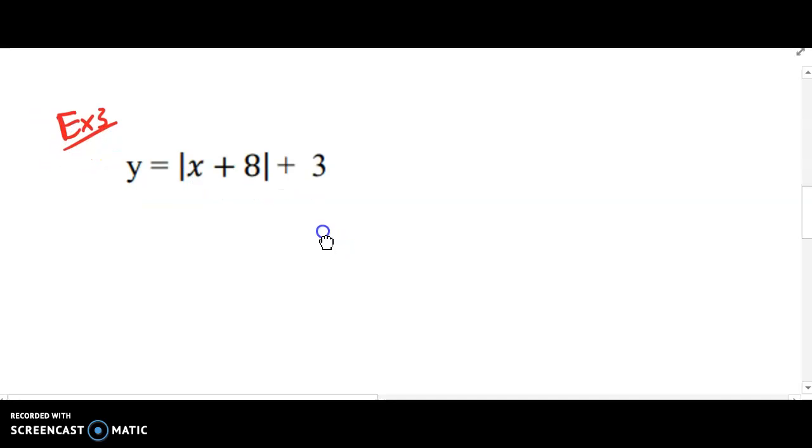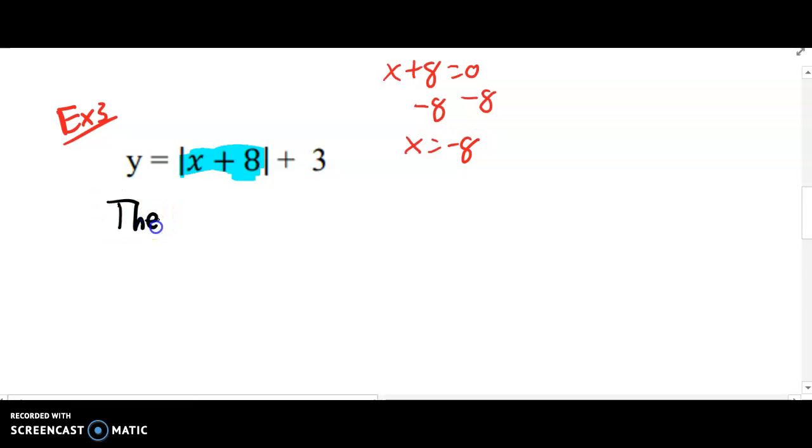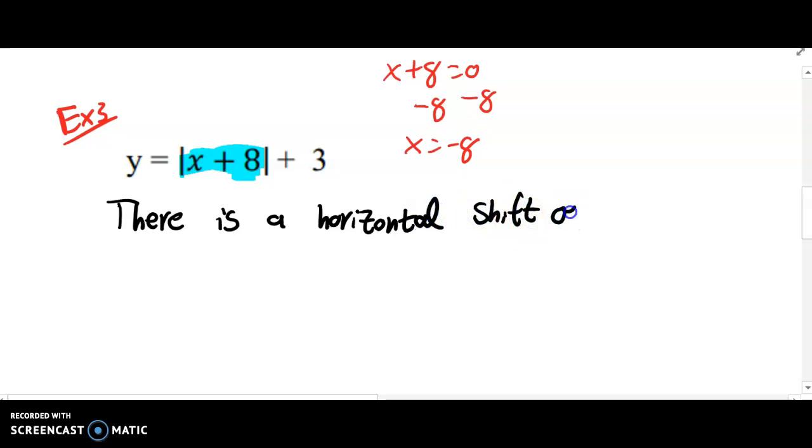Great, we have an absolute value graph. First, I see this x plus 8. As always, we're going to set that equal to 0 to determine our horizontal shift. So we can start with, there is a horizontal shift of 8 to the left.